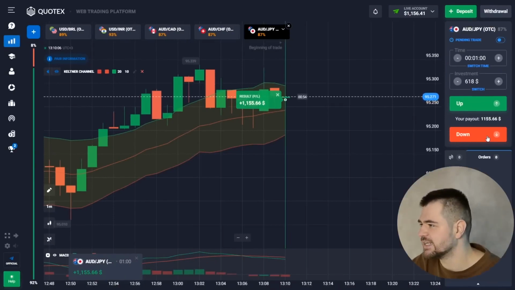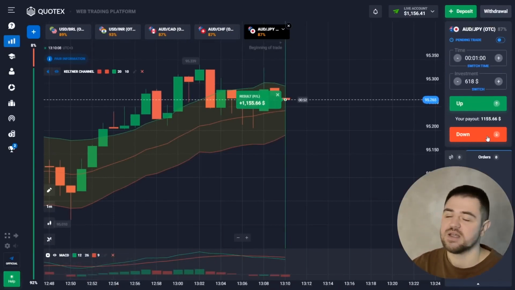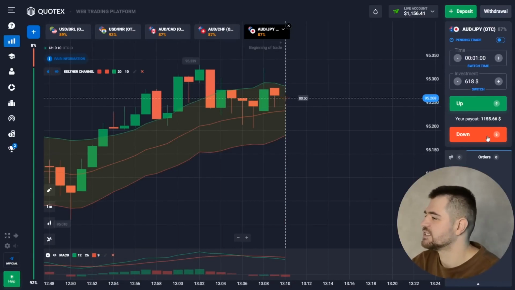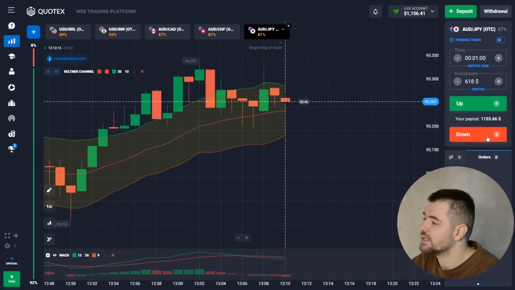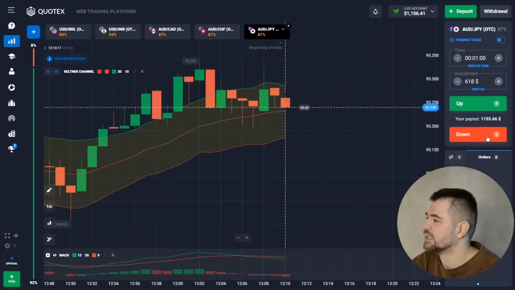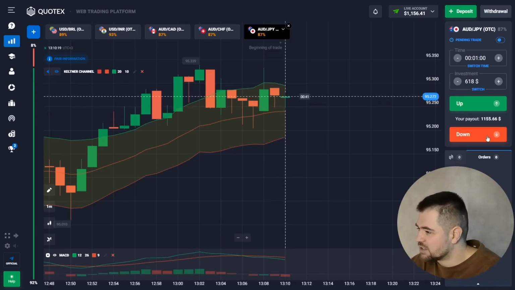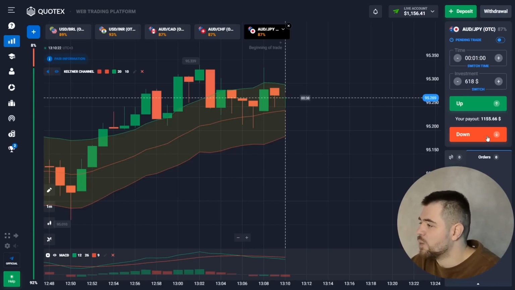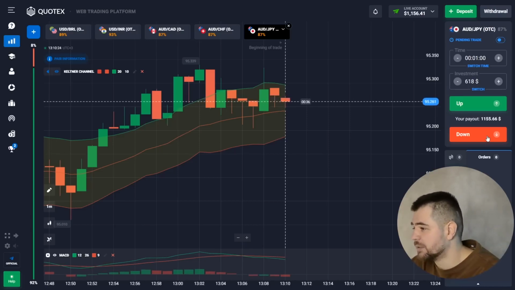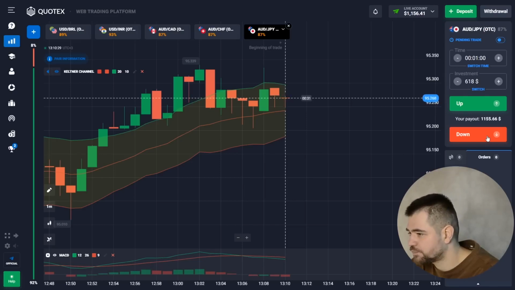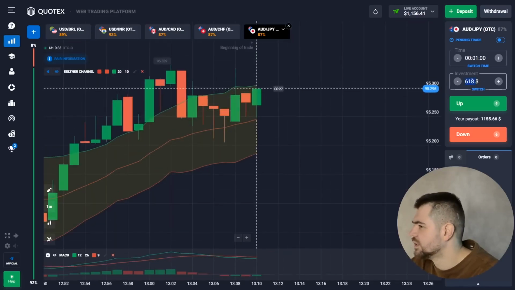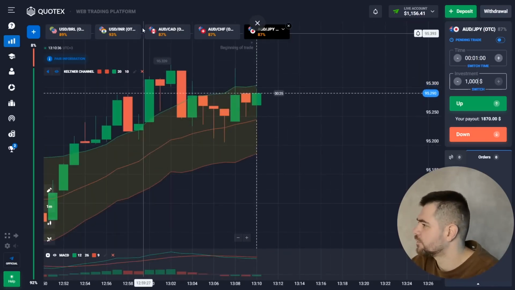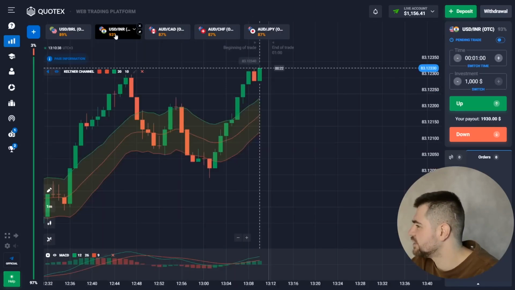Here is the next profit, 1,155. This is a really nice one already. We're making already 10x on our balance. Okay, the next one is going to be a $1,000 option, and 1,000 there. Let's just maybe this currency here.